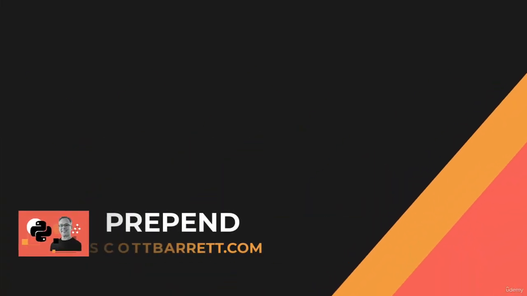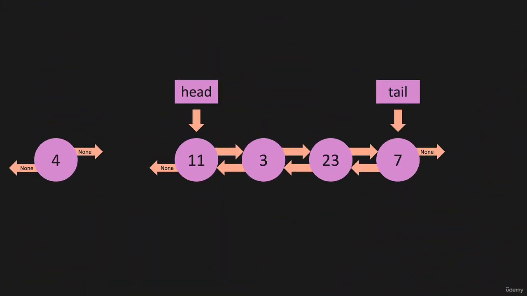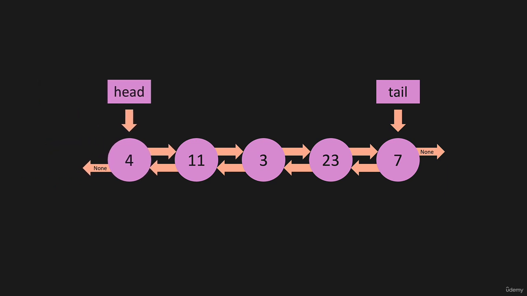Okay, let's do prepend. We'll bring up our doubly linked list here. So for prepend, we're going to have 3 steps. We're going to have new node.next point there. We're going to have this other arrow point back. We move head over, and that adds that into our list.